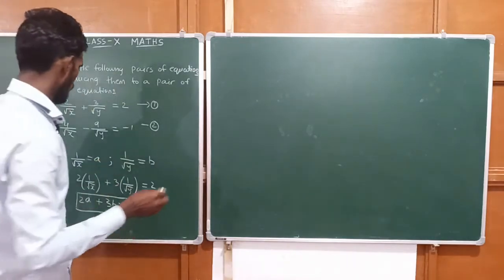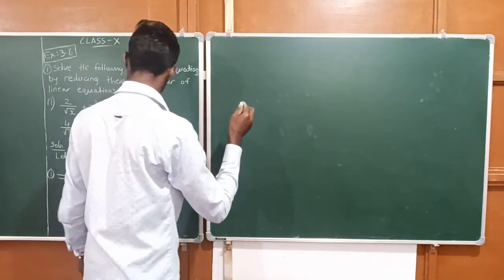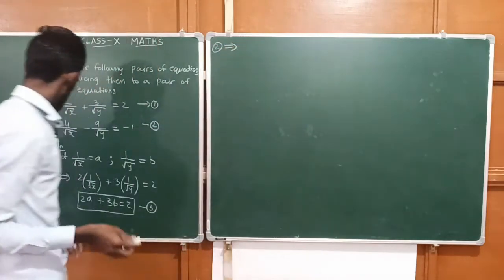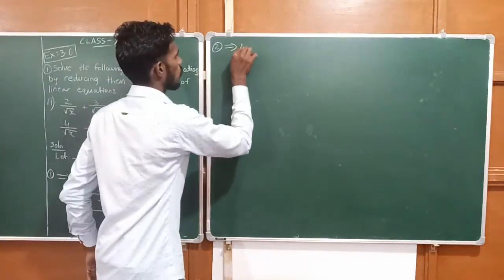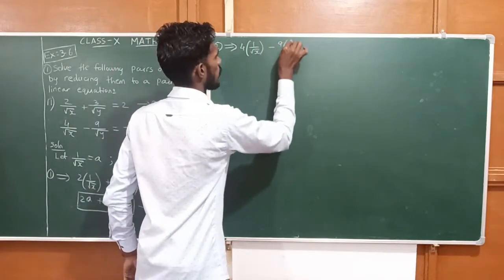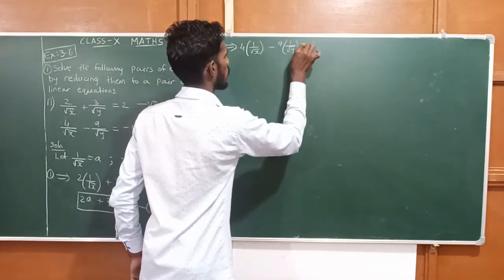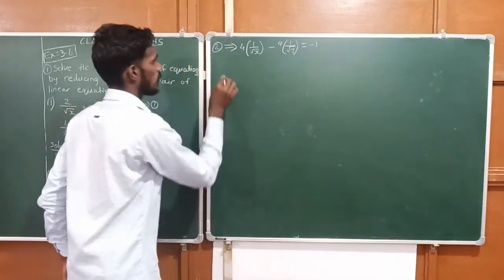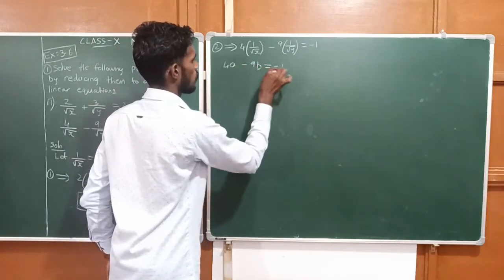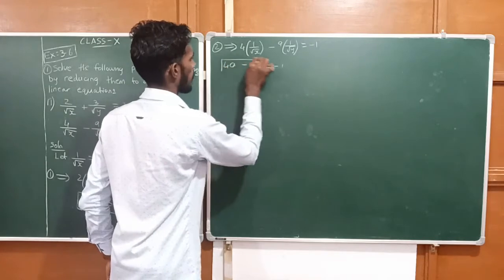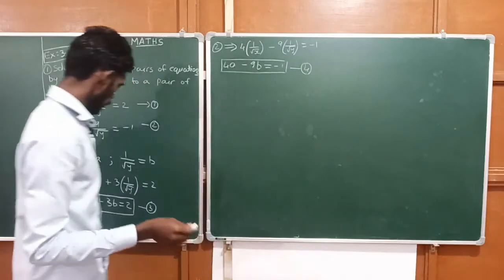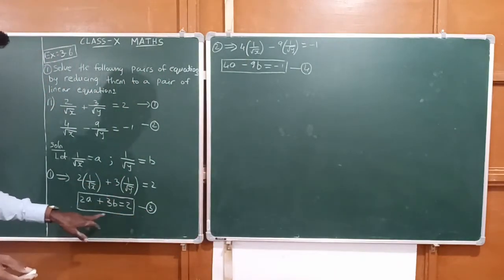Now go for the second equation. Equation 2 becomes 4 into 1 by root x minus 9 into 1 by root y is equal to minus 1, that is 4a minus 9b is equal to minus 1. Mark this equation as number 4. Now we are going to solve these two equations by elimination method.